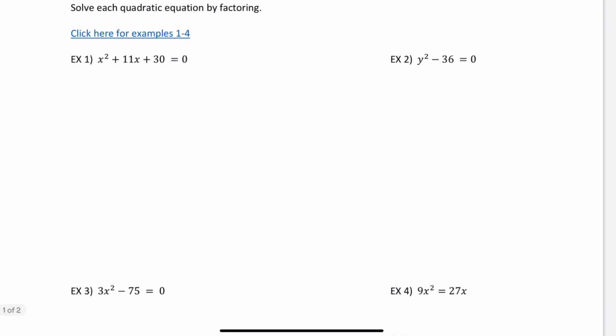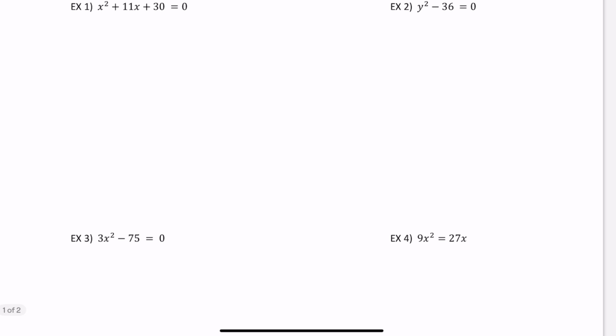So let's look at our first example. We're going to solve x squared plus 11x plus 30 equals 0. It's already equal to 0, and since this is a second degree equation, I'm going to look for two answers by factoring this trinomial. Trinomials factor by using a t-chart. On the left side, we put a times c. A is 1, c is 30, so 1 times 30. On the right side, we put b, which is 11.